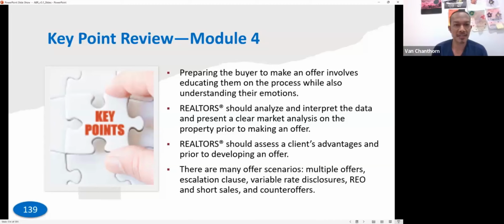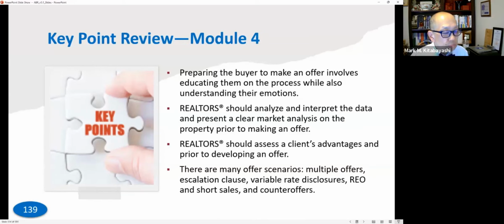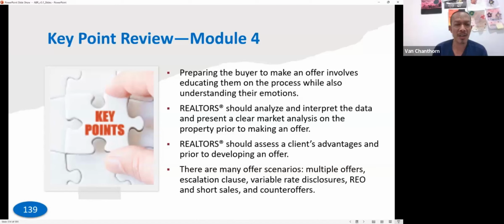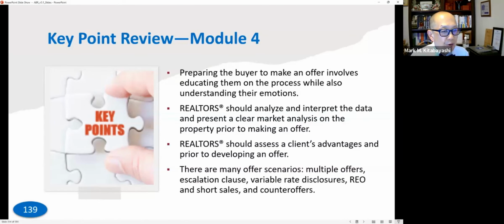Can you explain a little bit about the highest and best condition? You ask the buyer to submit their best offer and the highest price they're willing to pay.